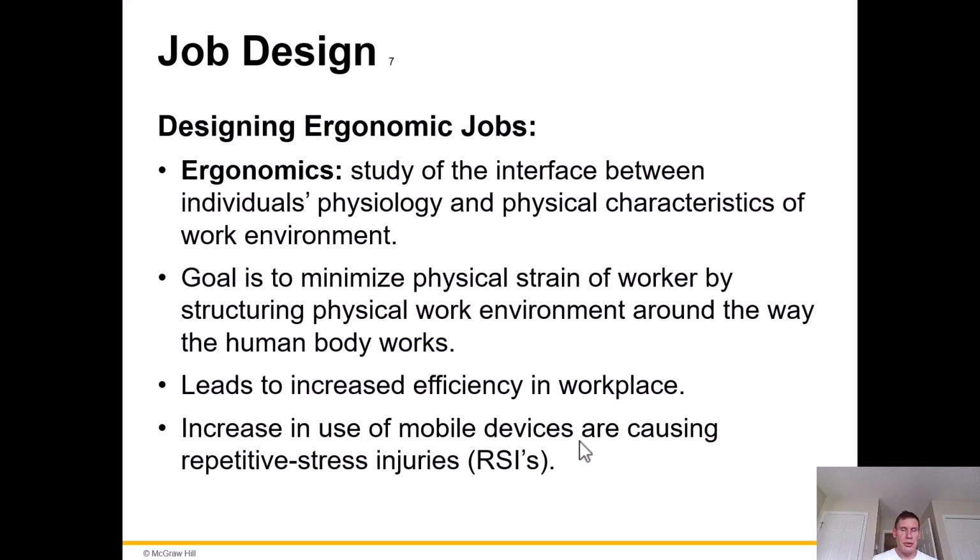An increase in use of mobile devices is causing what you may have heard called RSIs, repetitive stress injuries. So an example of ergonomics is maybe they give you a pad to put under your wrists, so when you're typing, you don't end up with carpal tunnel, for example. Maybe some people like to stand up, so they have desks that will move up and down while you work.